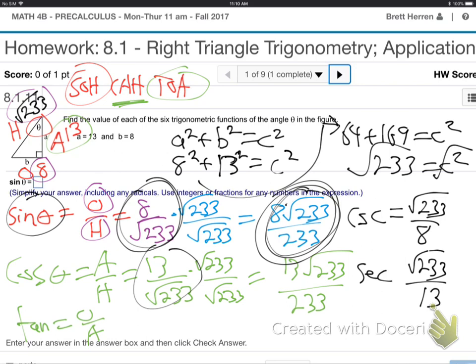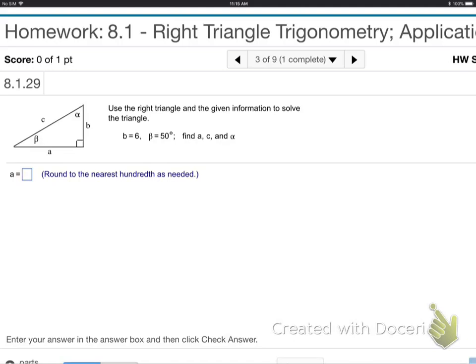And then tangent is opposite over adjacent, so that'd be 8 over 13. Cotangent then upside down, 13 over 8, done. All 6. Good? It's your favorite section? Number 4, and it wasn't the hardest thing in trig. This will complete our review of trig here. All right.